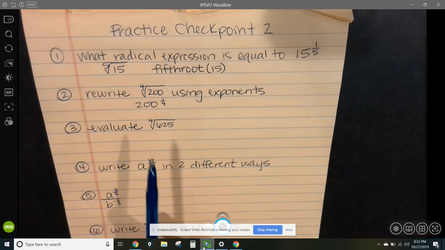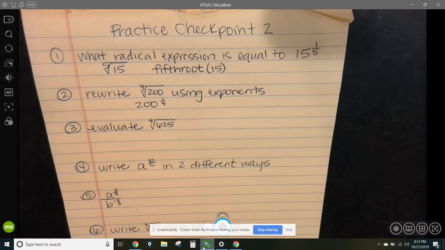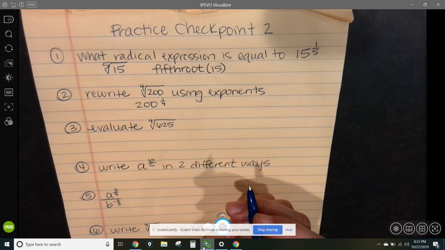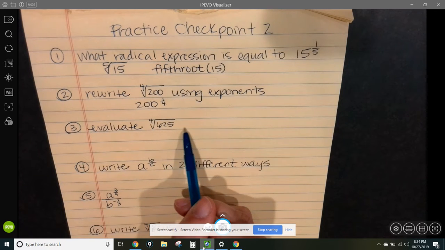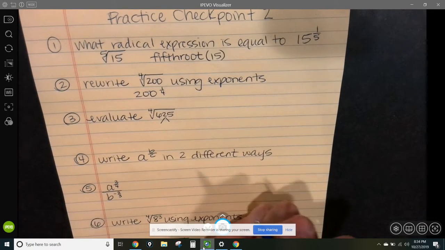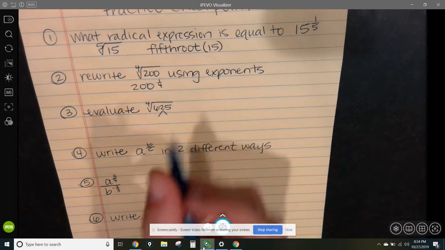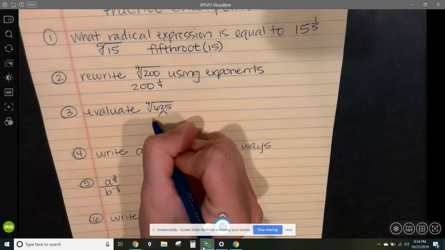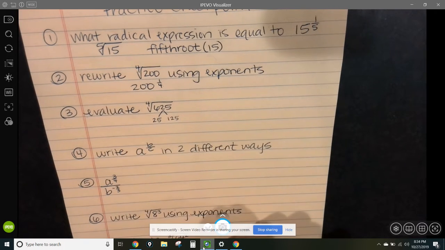Number 3, we're going to evaluate this. Evaluate means actually give an answer, a number answer. So the 4th root of 625. So the 4th root means we need something times itself 4 times that equals 625. Now you could just sit here and guess if you wanted to, or you can do a factor tree. This is probably my favorite method for evaluating these radicals. So 625, I happen to know that that is 25 times 125.